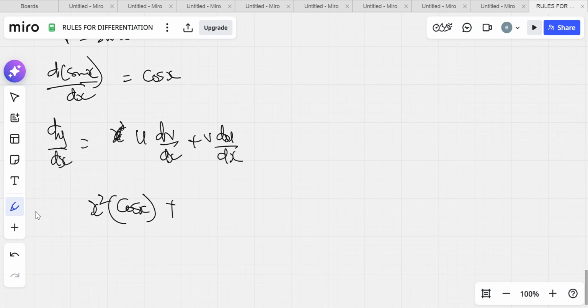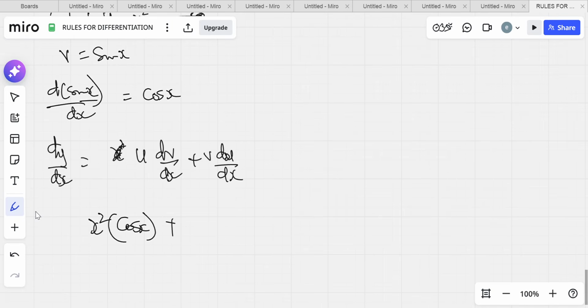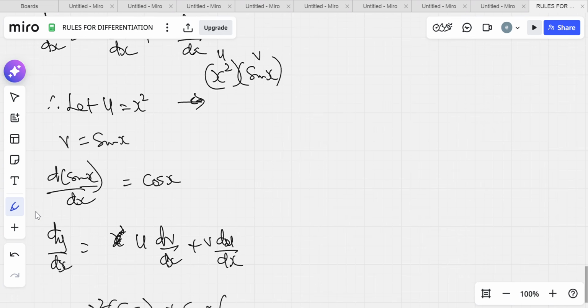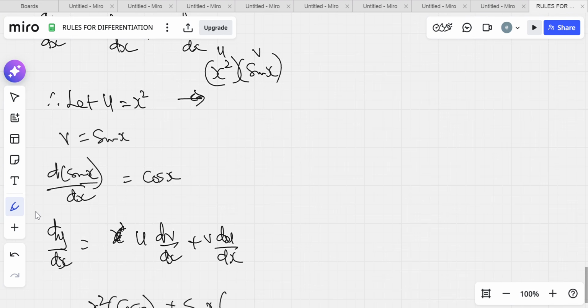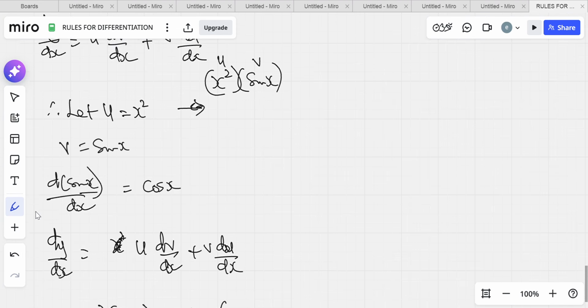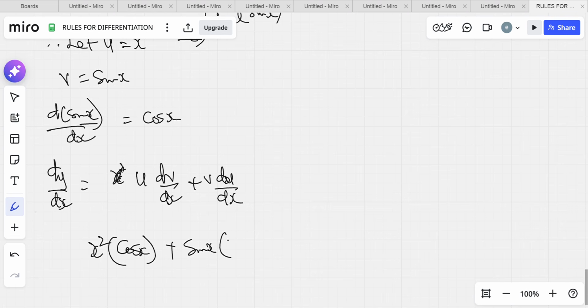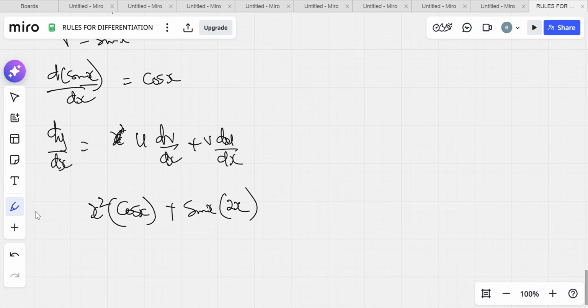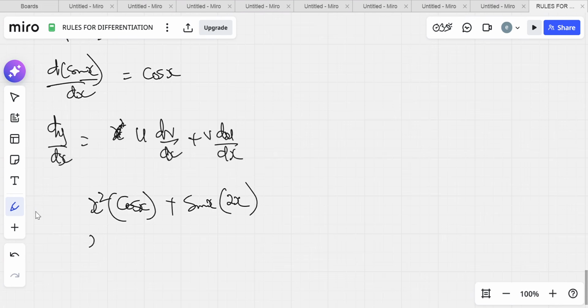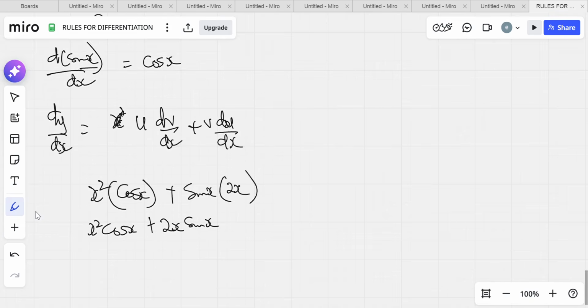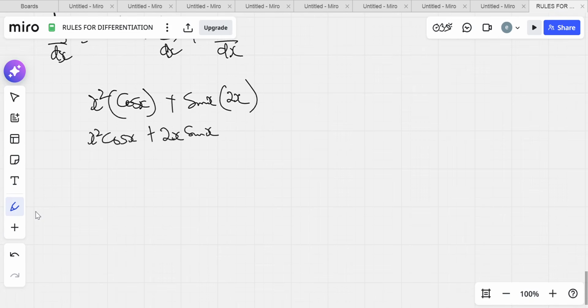So cos x plus, what is our v? Our v is sine x, sine x is multiplying. What is the differential coefficient of our u, that is x squared? To differentiate it, we have 2x. So when we open the bracket, what do we have? We have x squared cos x plus 2x sine x. Okay, so that is our dy over dx.